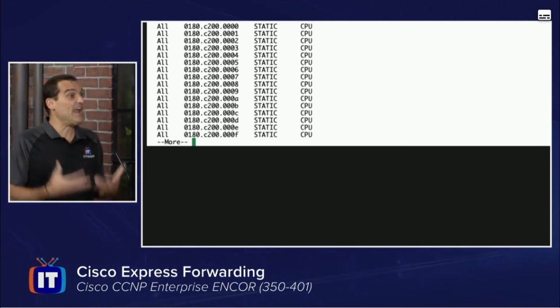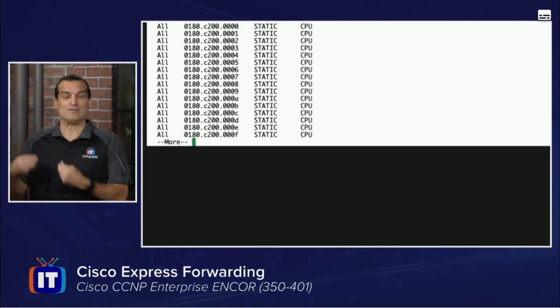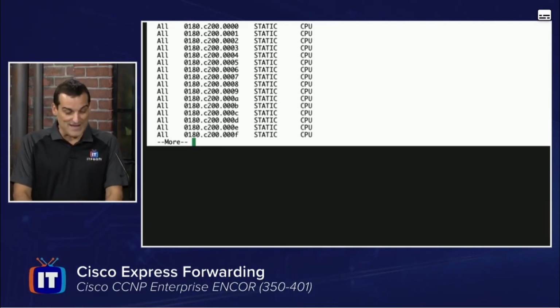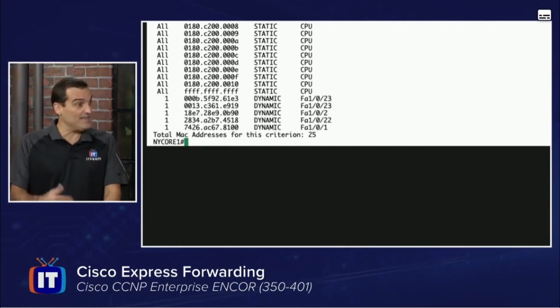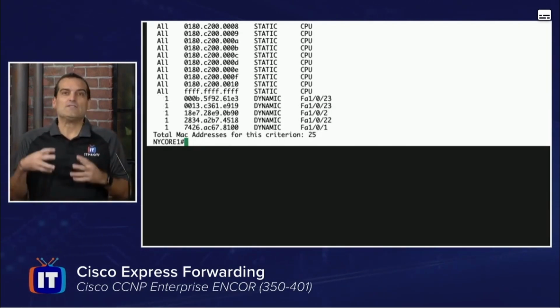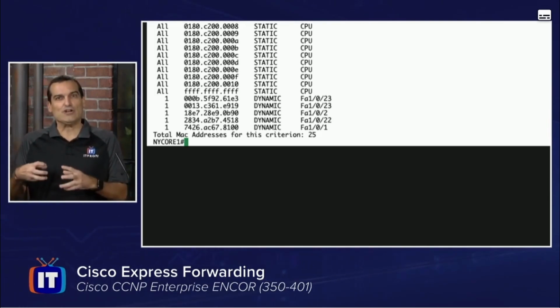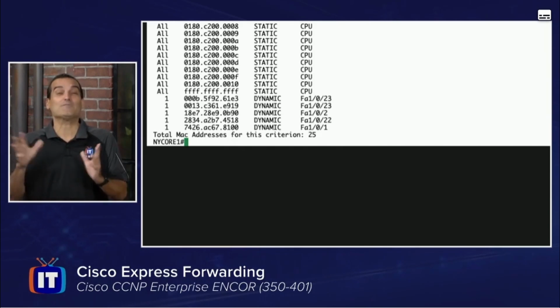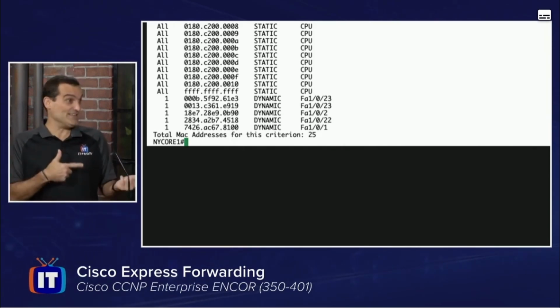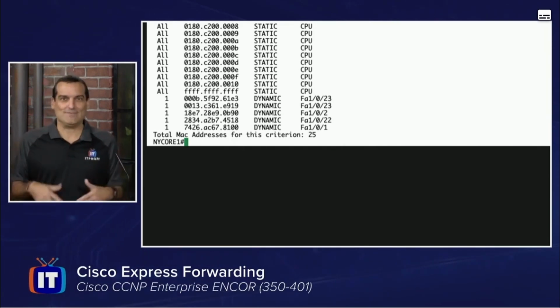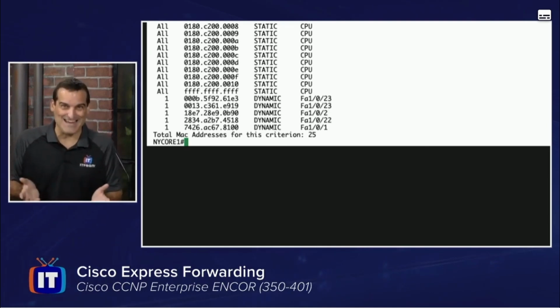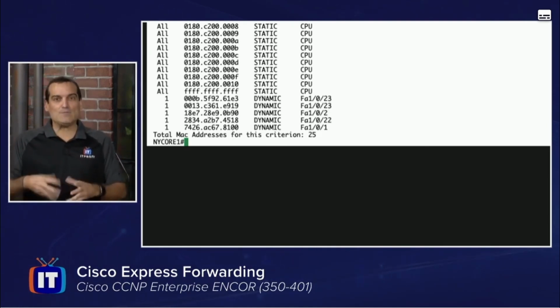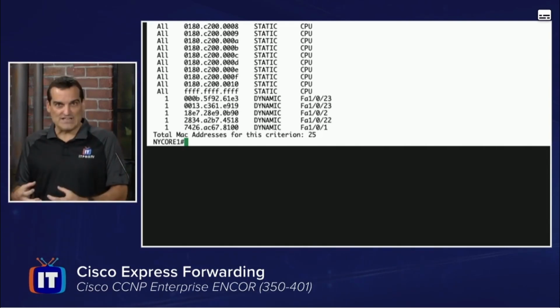So that's the CAM table, the content addressable memory, but there's a faster mechanism, and that's the TCAM. The TCAM, that faster mechanism, it's ternary. Yeah, I just always call it the TCAM. So the TCAM is that faster mechanism for doing that switching decision.